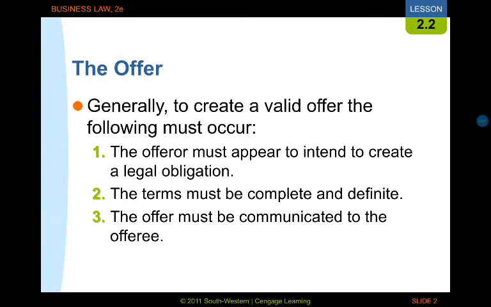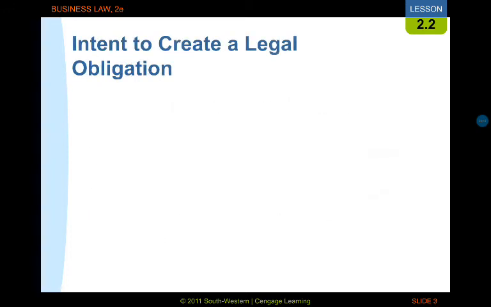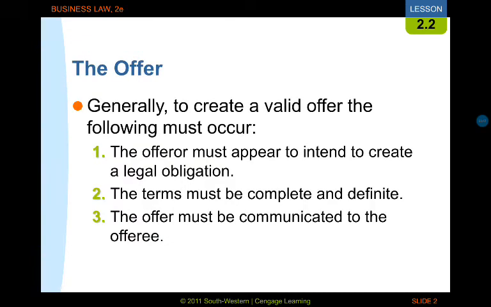The offer. Generally, to create a valid offer, the following must occur. The offer must appear to intend to create a legal obligation. The terms must be complete and definite. The offer must be communicated to the offeree. So pretty simple there. Three of them. Intend to create a legal obligation, must be complete and definite, and the offer must be communicated to the offeree.